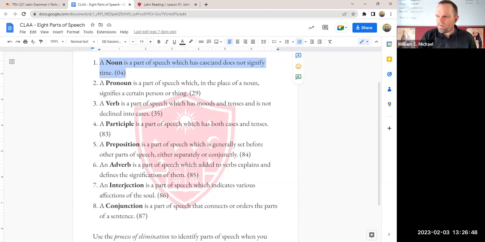Why is it a verb? Because it is not declined into cases. It has different forms. We can tell that by looking it up in a dictionary because it's not there. So it must have different forms, but it's not declined into cases. We can tell it's not declined into cases because the other meanings of the different cases can't be true of this word. So we've used the process of elimination and 2 tricks to figure out that erat is a verb.